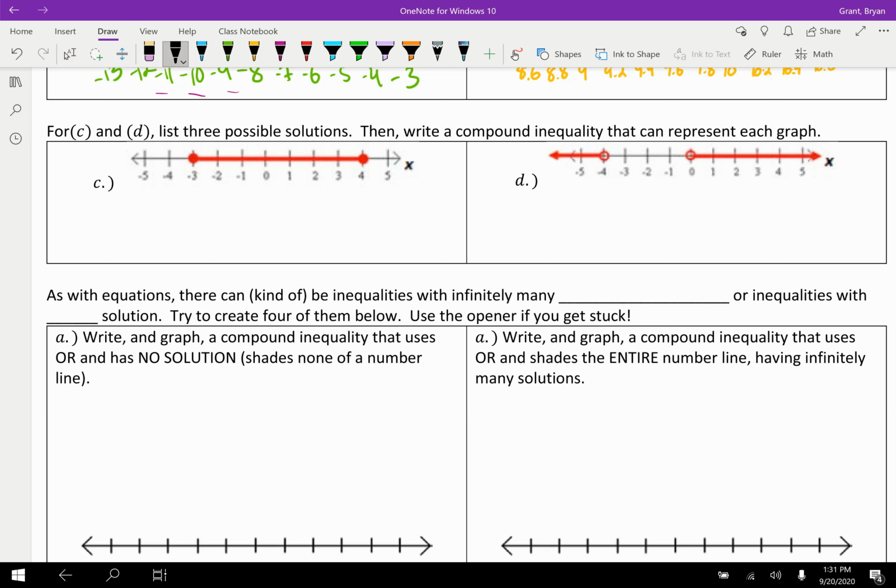Hopefully this wasn't too terribly difficult now that you've unpaused. Let's list a couple answers here. We have to go between -3 and +4. -3 could be a solution, right? We have a closed circle here. That's good news. +4 could be a solution too.